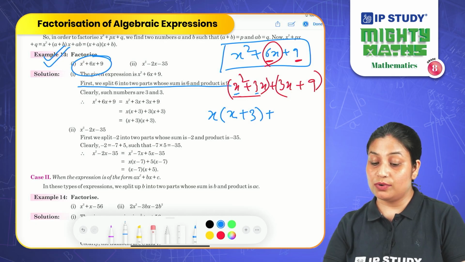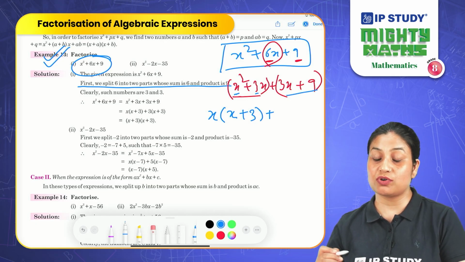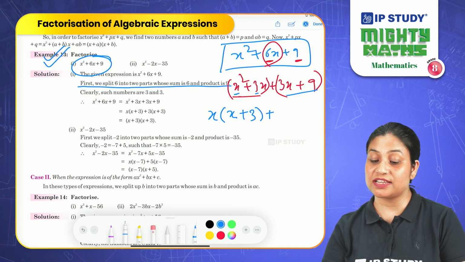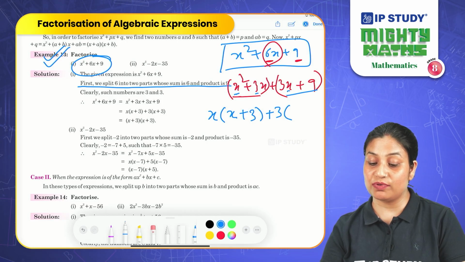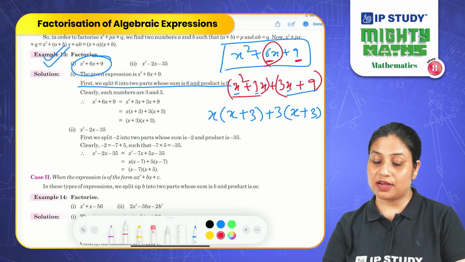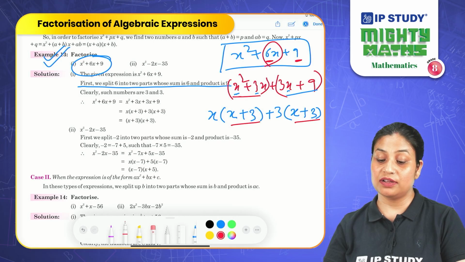Next, look into this bracket. So what is common over here? I can't find any other variable with 9. So it means I can take out 3, right? So if I take out 3, what am I left with over here? I'm left with x only, and here I'm left with 3. So I can see I have something common. I have a binomial common in both the terms, right? And that is x plus 3.